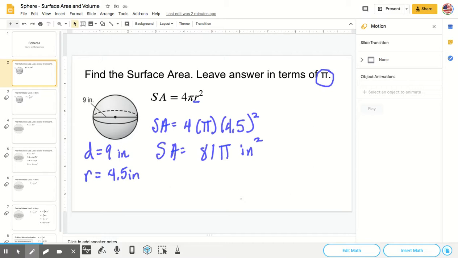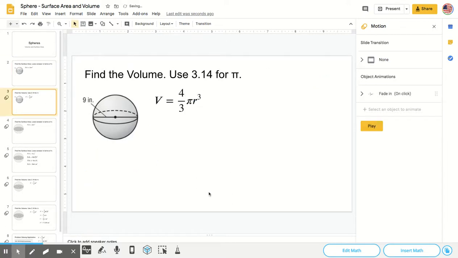So how do I find the surface area of a sphere? The formula is 4 pi r squared. I need my radius, square my radius, multiply it by 4, and if my answer is in terms of pi, I leave pi alone. All right, in the next example, we're asked to find the volume of a sphere.